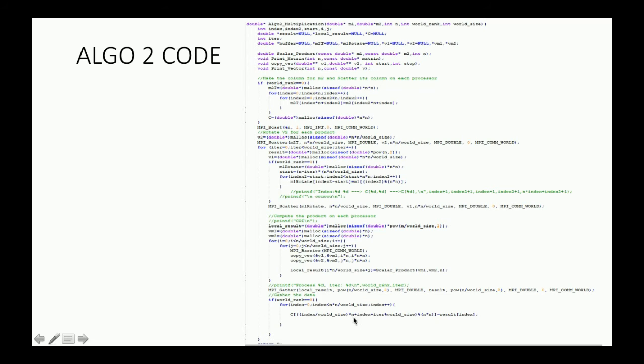When we gather the result, we put it at the right place in C, because we have to populate different places at different iterations. So this is all we do for algo 2.